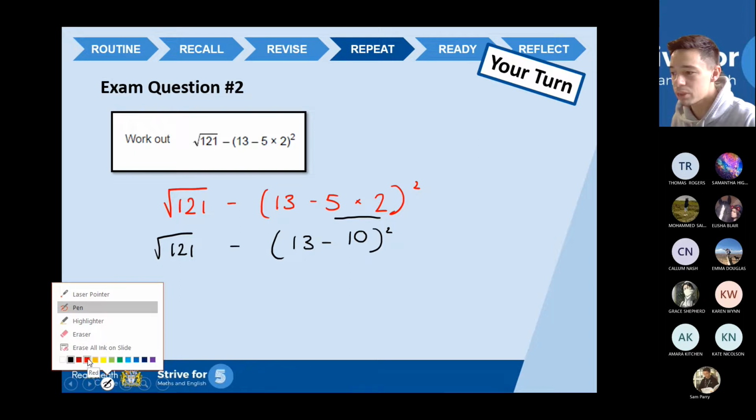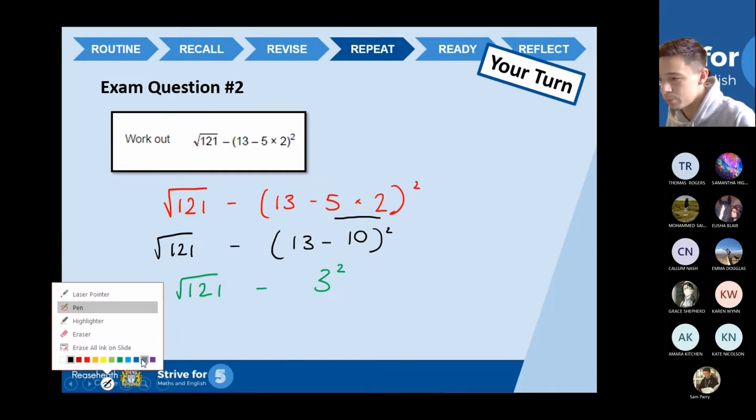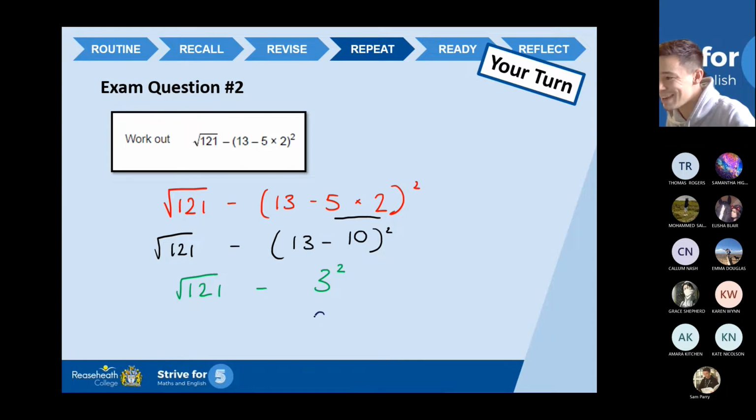So what am I left with? I'm left with 13 minus 10, which is 3. So I'm going to be 3 squared, and then square root of 121, take away 3 squared. Now, indices, well, 3 squared is, I'm going to do it in, let's go for a different color, sorry. Go for dark blue. So 3 squared is 9. Now, this one here, this is a non-calculator paper, right? Does anyone know what the square root of 121 is?